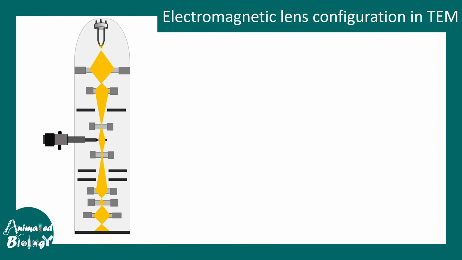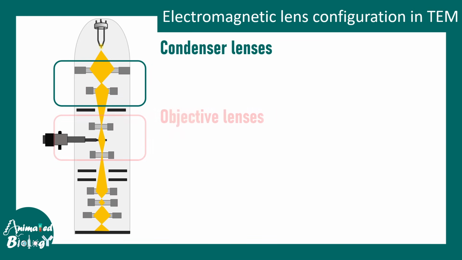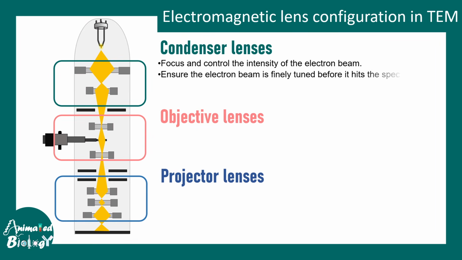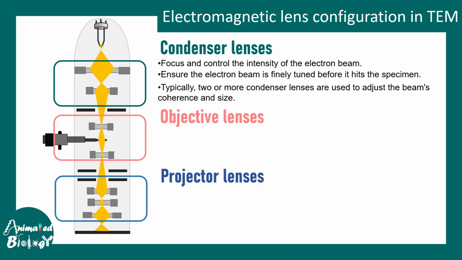Now there are different electromagnetic lenses. We talked about the condenser lens, objective lens, and the projector lens. These three are really important. The condenser lens focuses the beam onto a narrow region. It ensures the electron beam is finely tuned before it hits the specimen. So typically 2 or 3 condenser lenses are there.